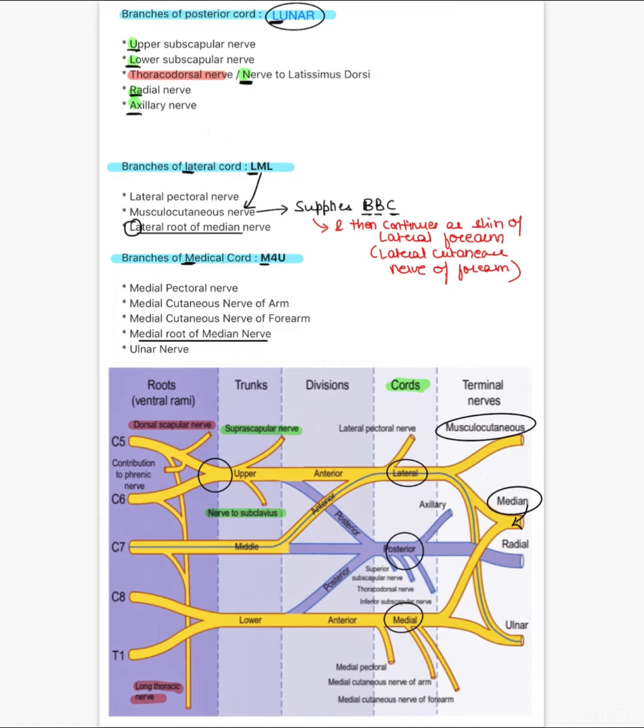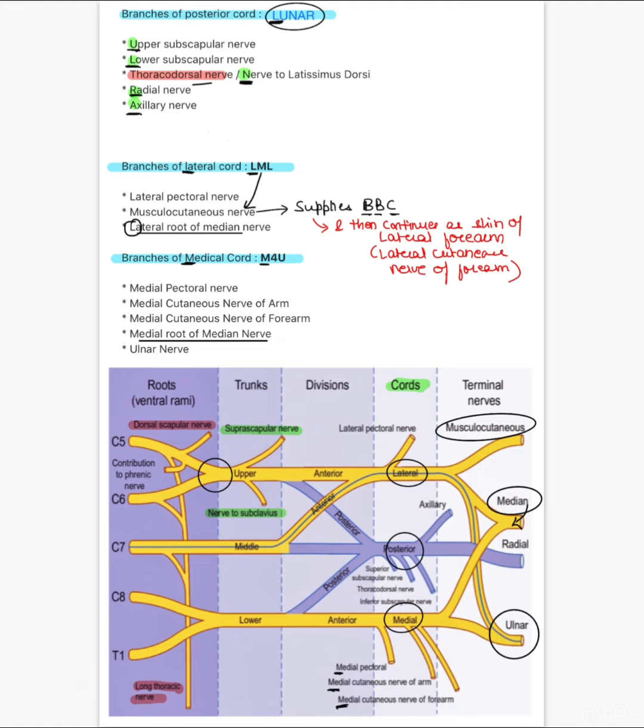Then coming on to the medial cord. If we see, this is the medial cord. What they give, that is 4M for you: medial pectoral nerve, medial cutaneous nerve of arm, medial cutaneous nerve of forearm, and the medial root of the median nerve, and the last one, that is your ulnar nerve.